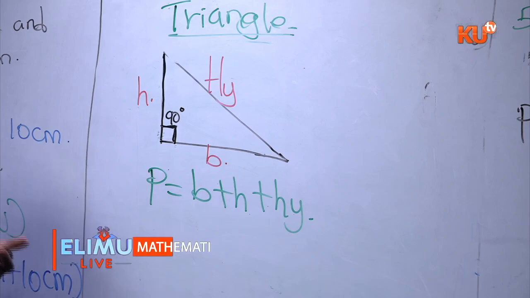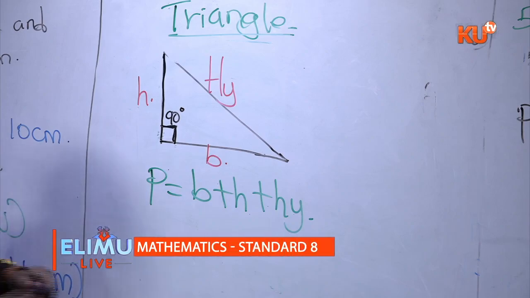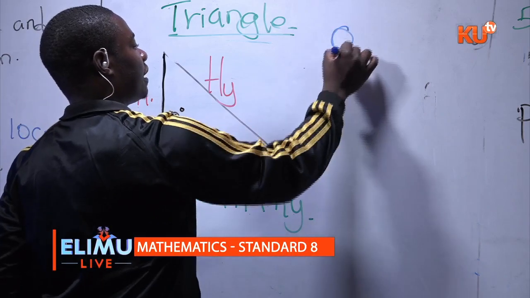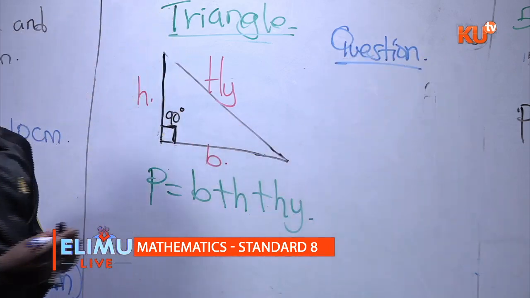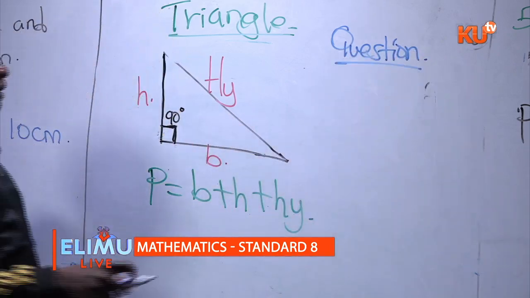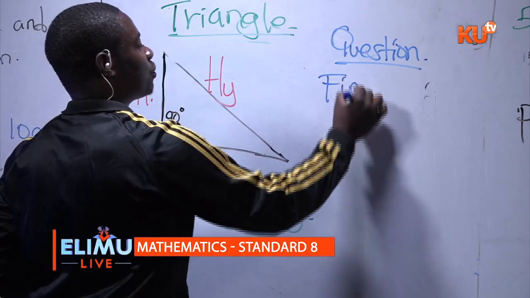So in an example, you can have a question. So we have a question here. Find the perimeter of the figure below.